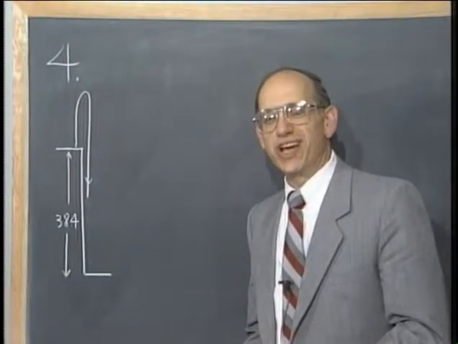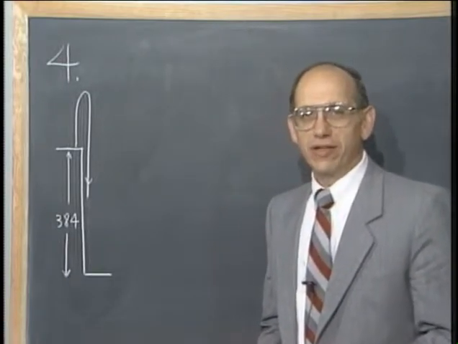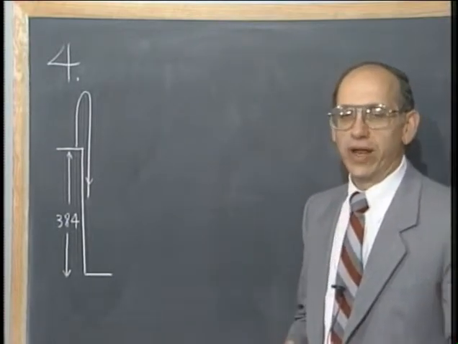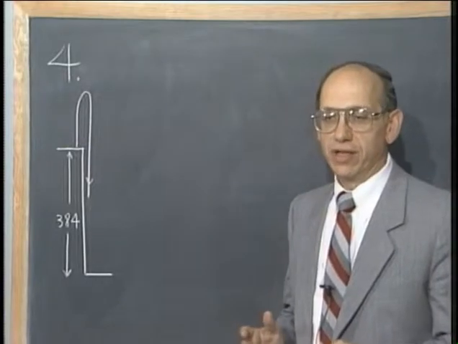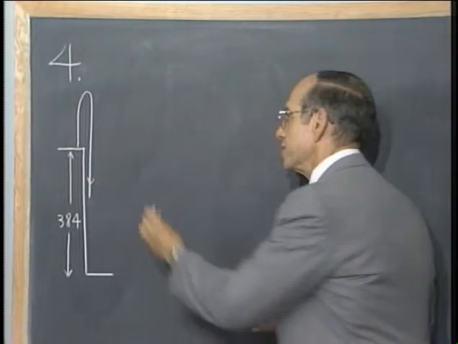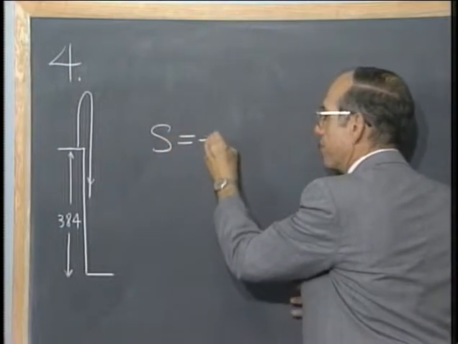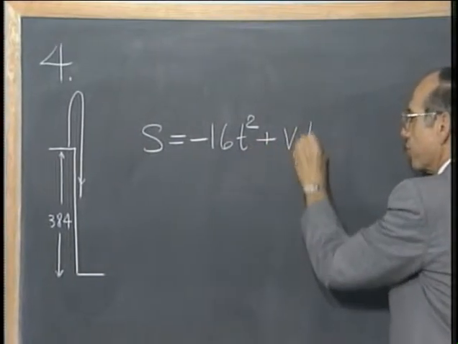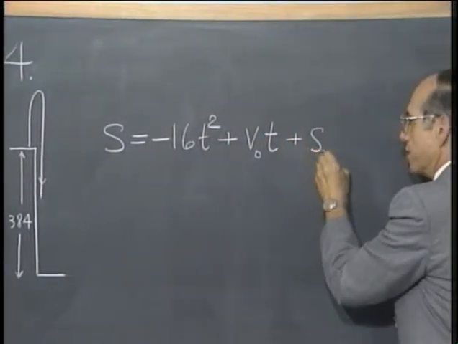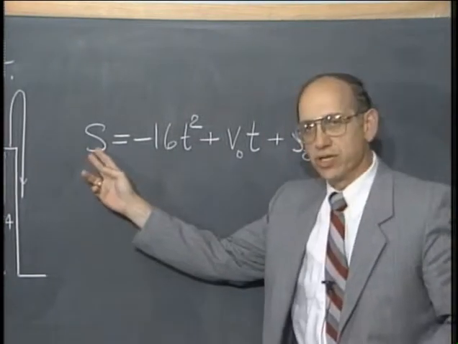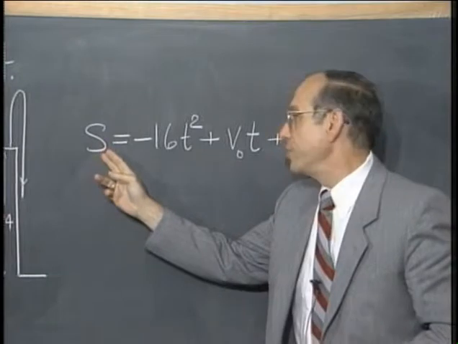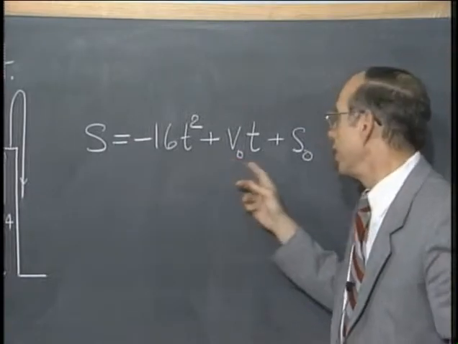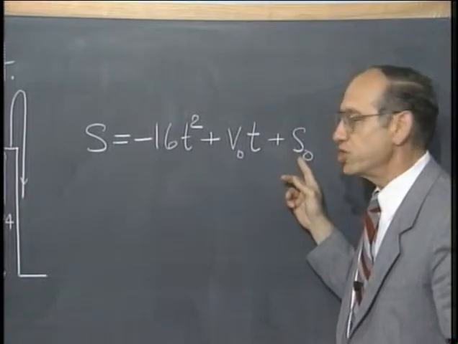Problem 4 deals with projectile motion under gravity. Now this is one thing you're supposed to know. You're supposed to know from your textbook that when a particle moves under gravity, the equation of motion is S equals minus 16 t squared plus v sub 0 times t plus s sub 0, where s, of course, is the position of the particle at any time t. V sub 0 is the initial velocity of the particle, and s sub 0 is the initial position.